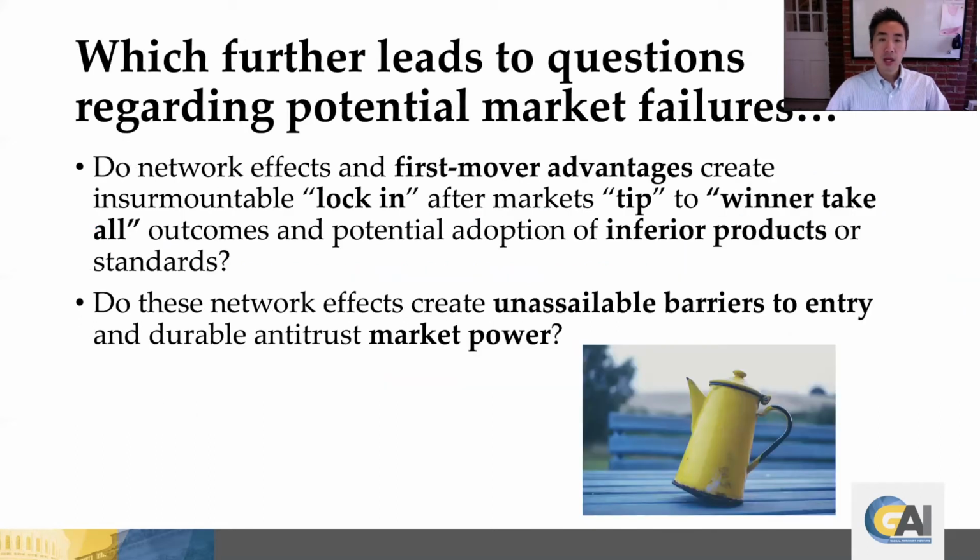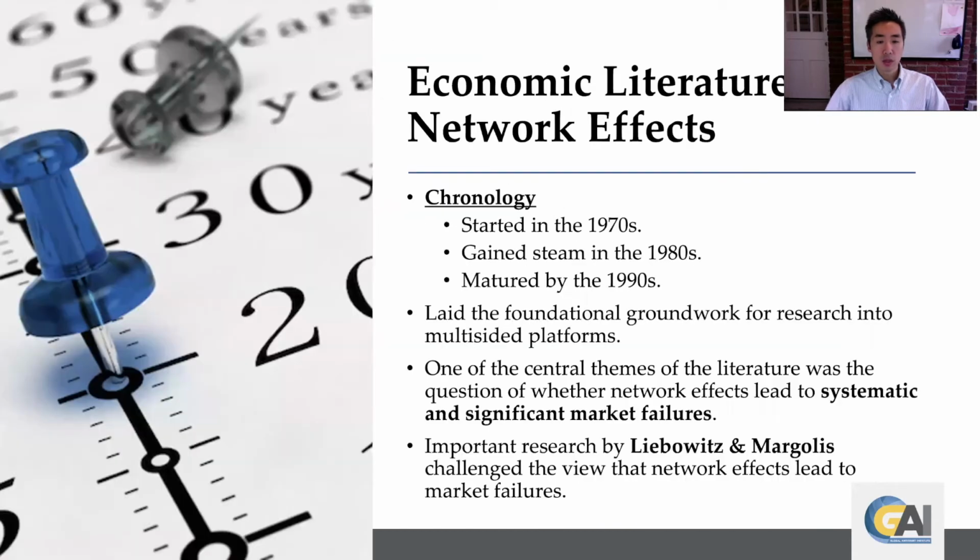So this has led some to raise a number of questions. Do network effects and first mover advantages create insurmountable lock-in after markets tip to a winner-take-all outcome and potential adoption of inferior products or standards? Do these network effects create unassailable barriers to entry and durable antitrust market power? There's a lot here to unpack, and this video isn't intended to fully address these questions, but I do want to comment on these to some degree.